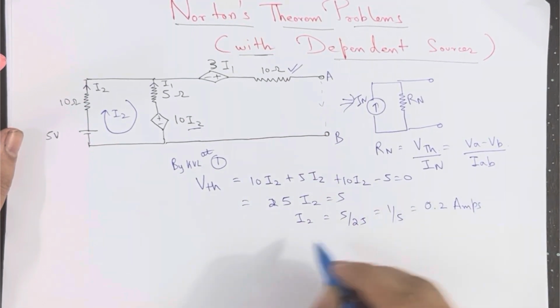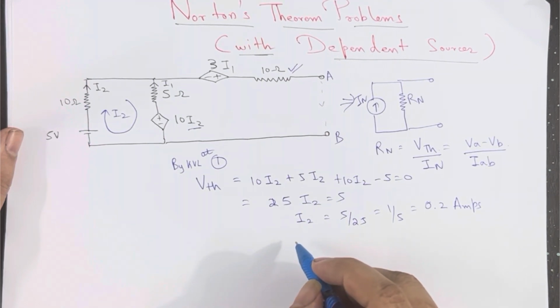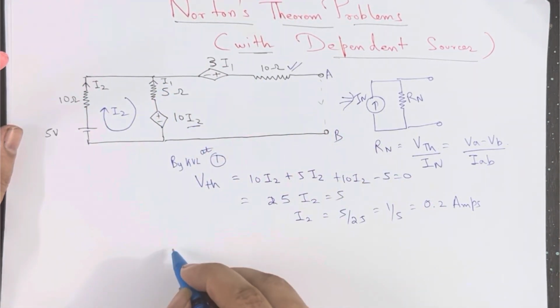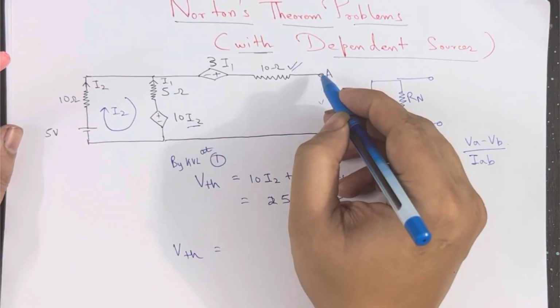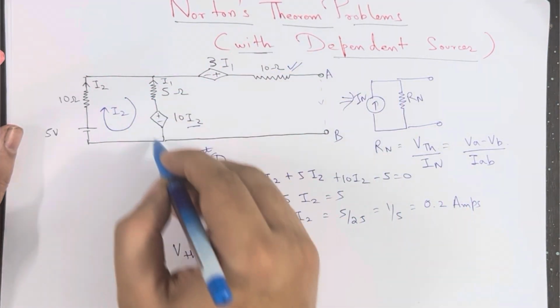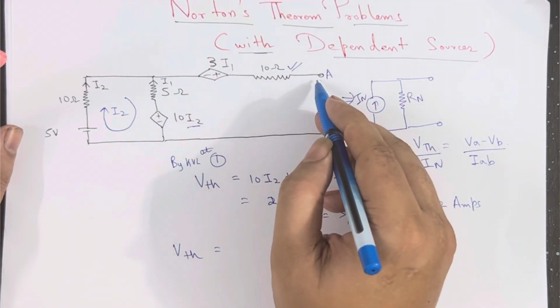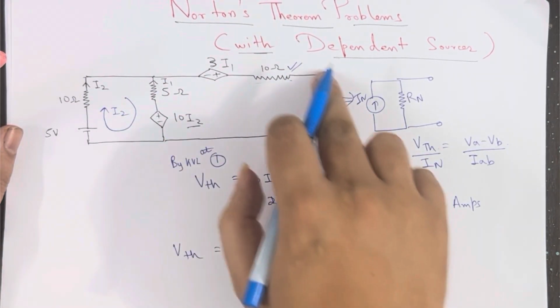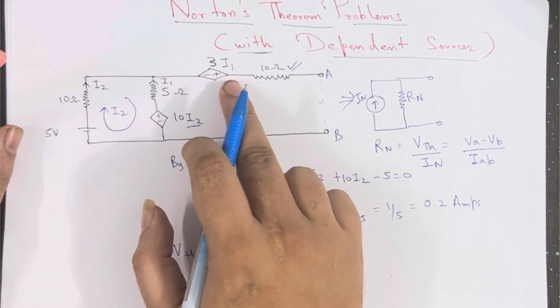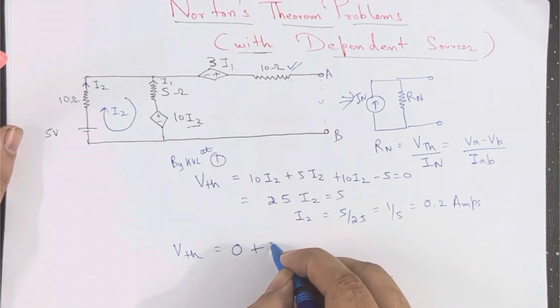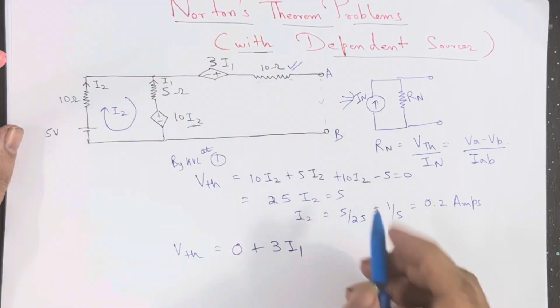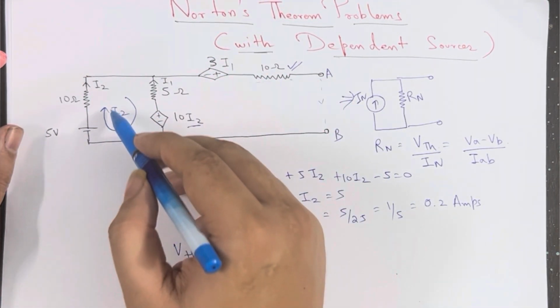Since we got I2, we can easily find out VTH. VTH will start from A and come back to B, VA minus VB. Write all the potential drops. What will the potential drop be here? 0, because no current is flowing in this loop. Come here. What will the potential drop be? Plus 3 I1, since it's a potential source. Again come over here.